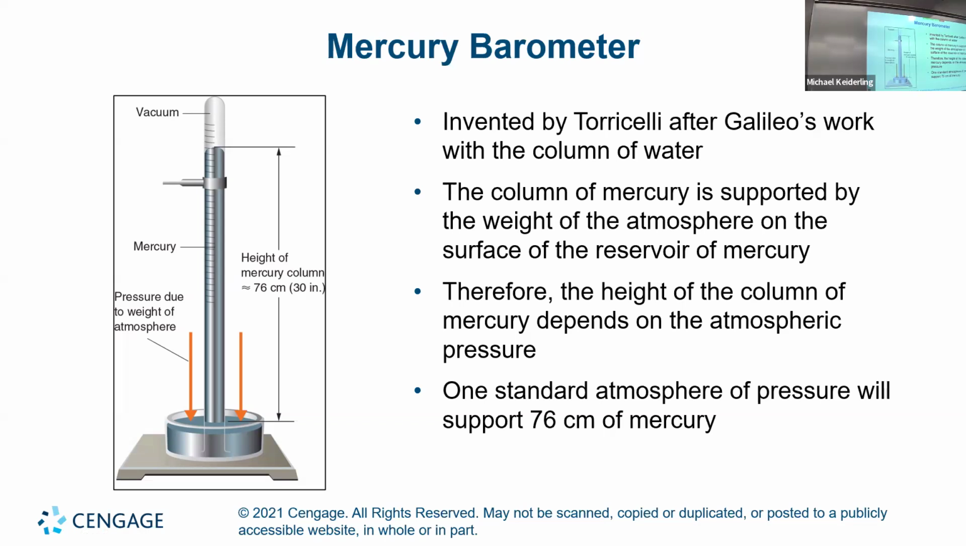So, well, you can just have a tube and see how much stuff air could push up. But you don't want to do that with water because it turns out the tube would need to be really tall, several stories, like 6 stories tall or something. It's like 100 meters. It's ridiculously tall. But this was invented by Torricelli after Galileo did some work with the columns of water. So what you have is a column of mercury that is supported by the weight of the atmosphere on the surface of the reservoir of mercury.